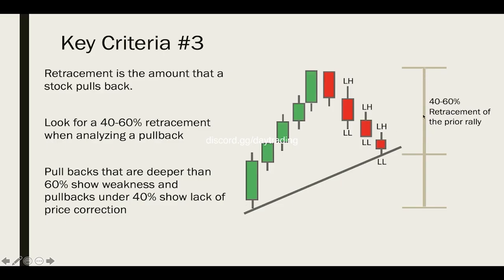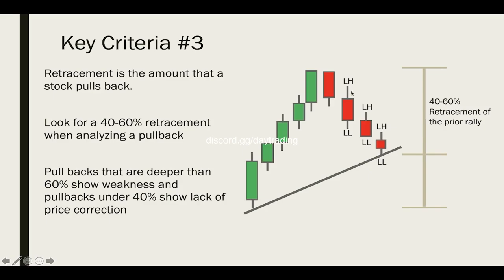So let's see. I would say this is about 60%. I would say this pullback is to around the 60% point, right? So in general, you want it to be in this area right here. That's between, I would say, 40 to 60% of this rally, with 50% being around right here.